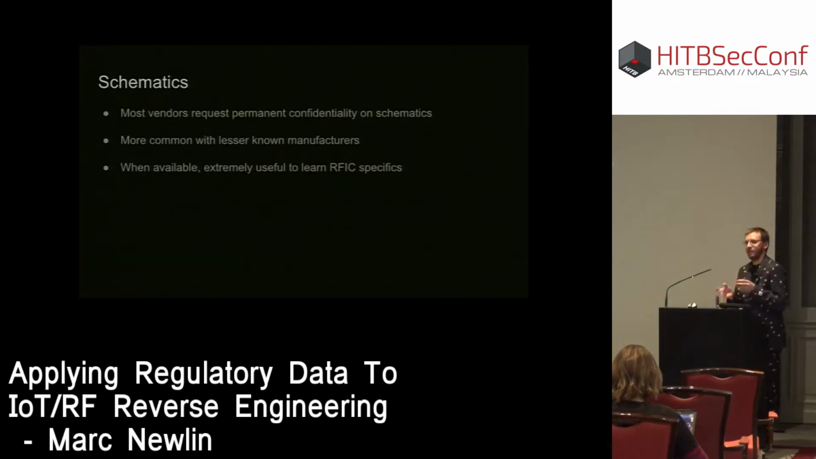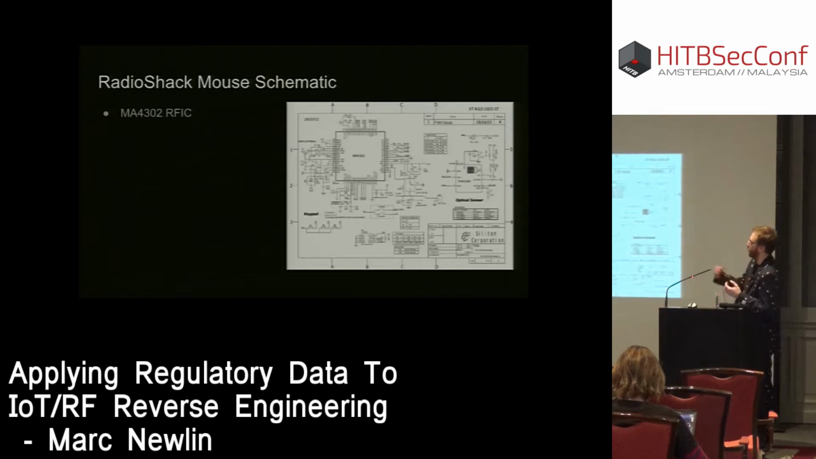So schematics, this is really hit or miss. Most vendors will not make these available, but in some cases they are. And so in this case, for the RadioShack mouse, we can actually see the specific model of the RFIC. Unfortunately, in this case, it's a lesser-known manufacturer called Mozart Semiconductor who makes this. They don't have any publicly available documentation, but it's still something we can Google for later. And most of the big name companies will not make this data available.